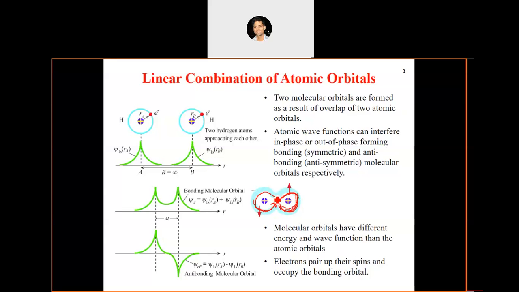Out of phase means basically that they will be moving somewhat like this, and they will not reach the center of the bonding at the same time. When one is at the center of the bonding, the other will not be there, or actually it will be moving in the opposite direction. So ultimately the density of electrons at the center of the bonding will be zero.